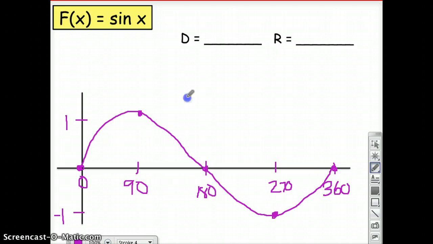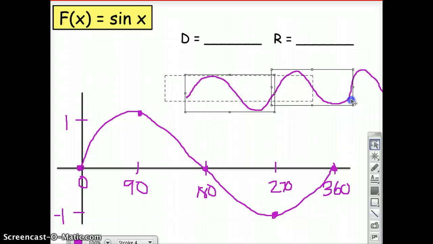If I were to sketch more than one period, like let's say that's one period, it would just keep repeating, like this. That would be 2 periods. And then, so it repeats indefinitely.